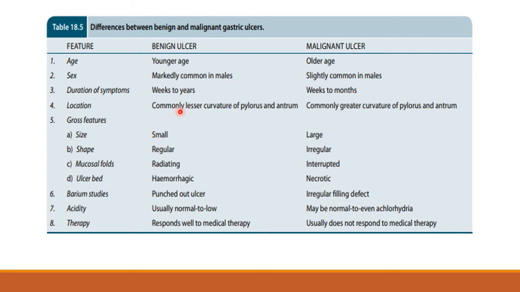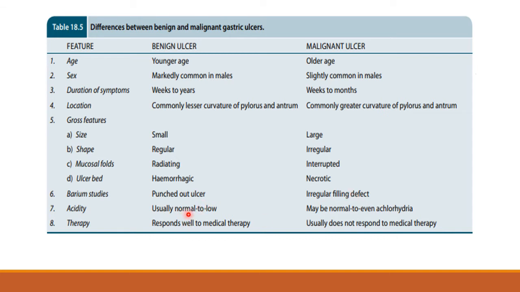Grossly, benign ulcers are small, regular in shape, mucosal folds are radiating, and ulcer bed may show hemorrhagic change. Whereas malignant ulcers are large, irregular in shape, mucosal folds are interrupted, and that can show the necrotic base. If we do the barium study, benign ulcer shows the punched out ulcer, that is, punched out means sharp margins, whereas malignant ulcer shows the irregular filling defect.